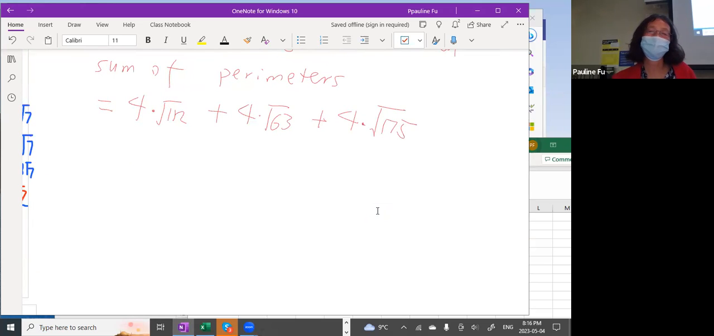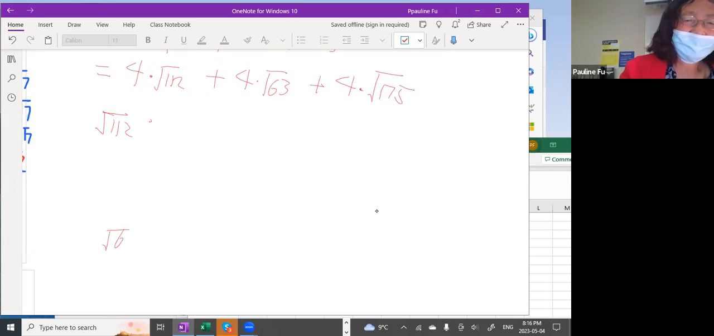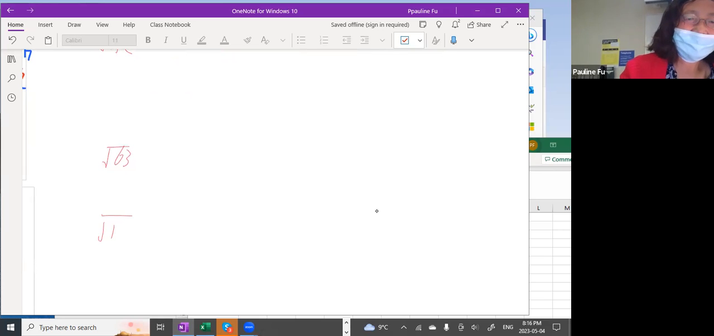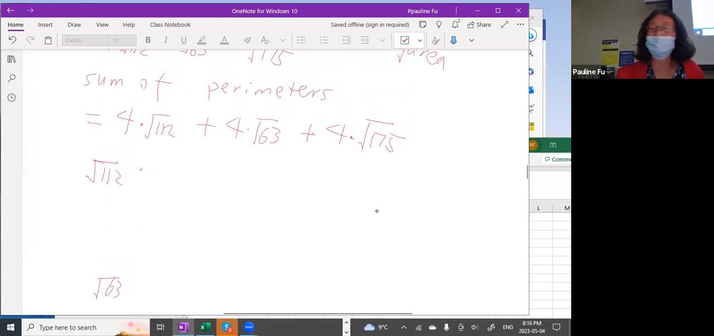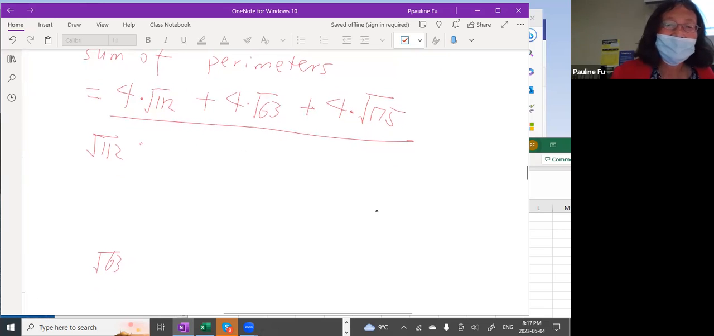How do you simplify? There are 3 items. Shall we simplify each item instead of copying down the other items? So you need to simplify square root of 112, square root of 63, and square root of 175. Let's simplify each item, then we plug back in here. Is that clear? So how do we simplify square root of 112?